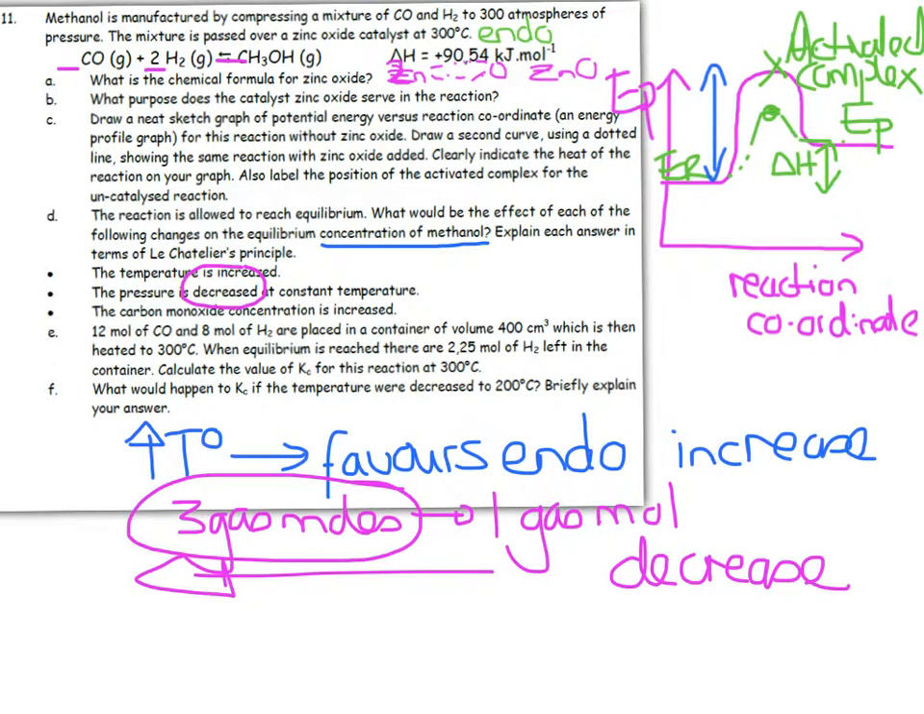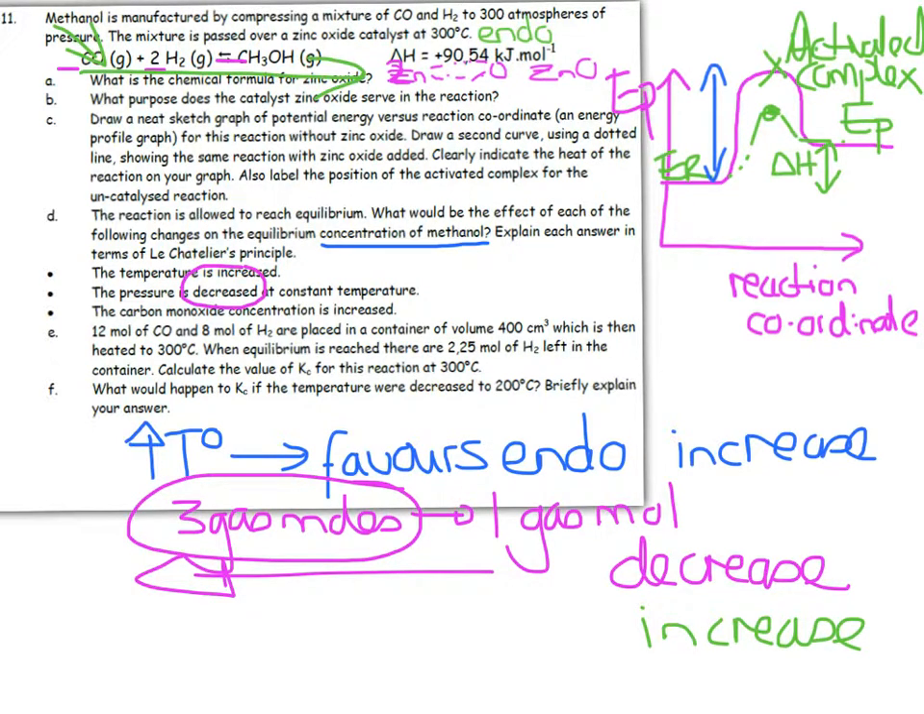The next one, carbon monoxide, I'm putting more of the reactant in. That will favor the forward reaction and make more product. So what will that do to the amount of product there? It is going to increase the amount of product. Why? Because the system tries to use up the carbon monoxide that has been added.